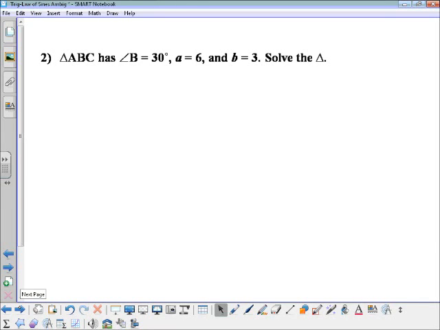Okay, triangle ABC has angle B 30, capital A equal to 6, little b equal to 3. Okay, so again, I know it's side-side angle, ambiguous case, bad word backwards. Two letters are the same. Okay, angle and a side have the same letter.